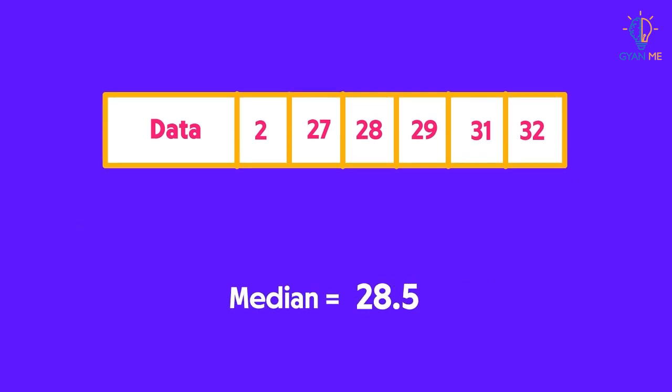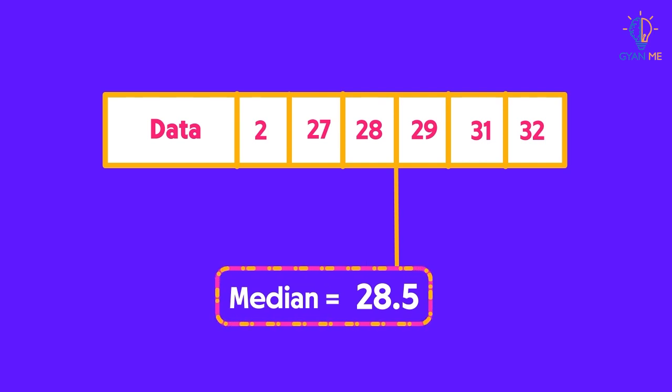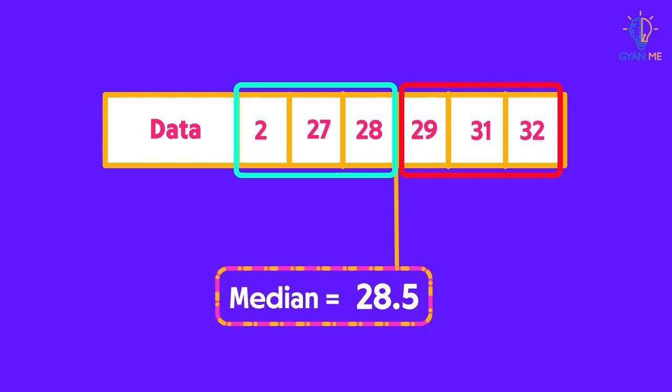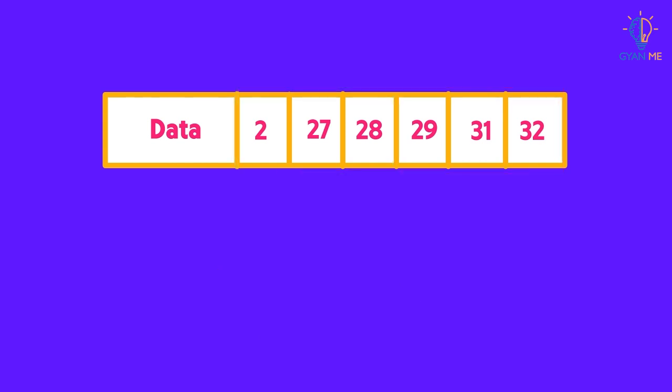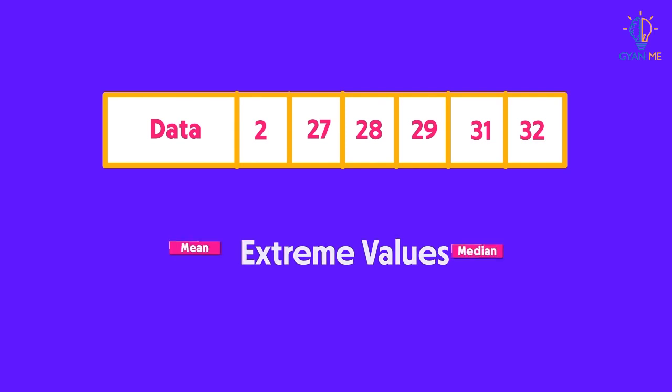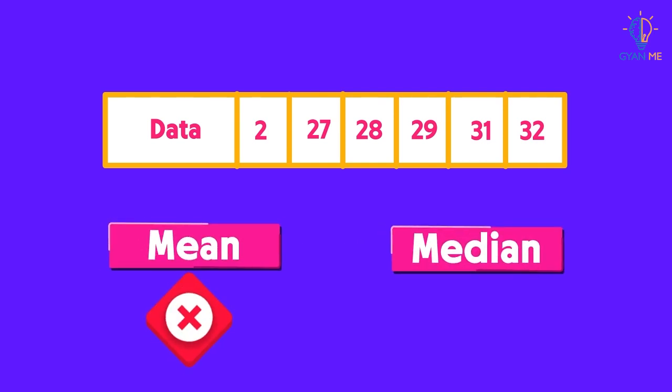Here, the median is 28.5, and observe that there are 3 values before and 3 values after 28.5. So, it is an accurate value to represent this data. Therefore, in such cases where there are extreme values in any given data, mean is not a good representative of the whole data, while median is more appropriate representation.